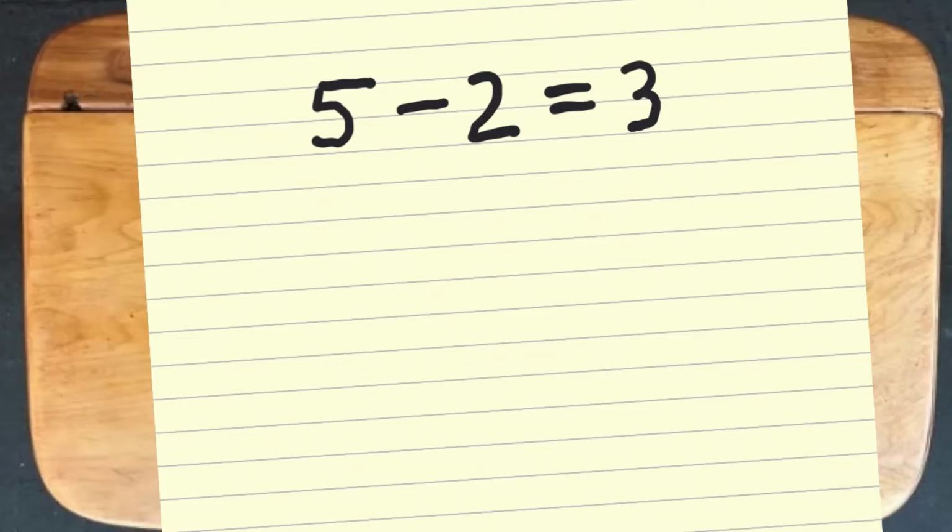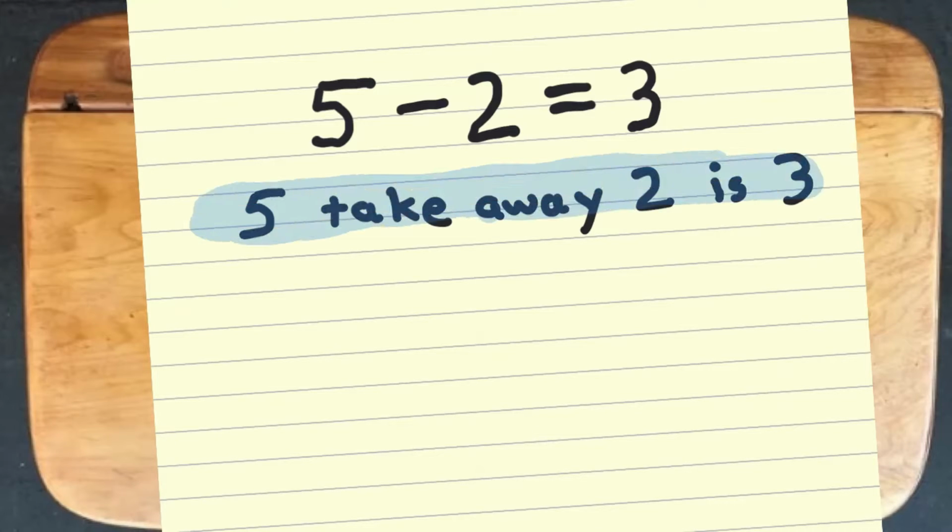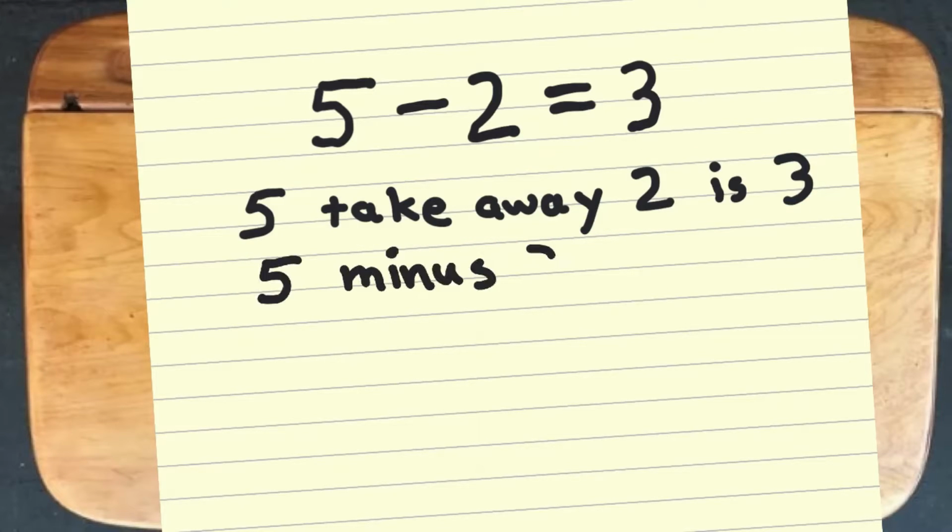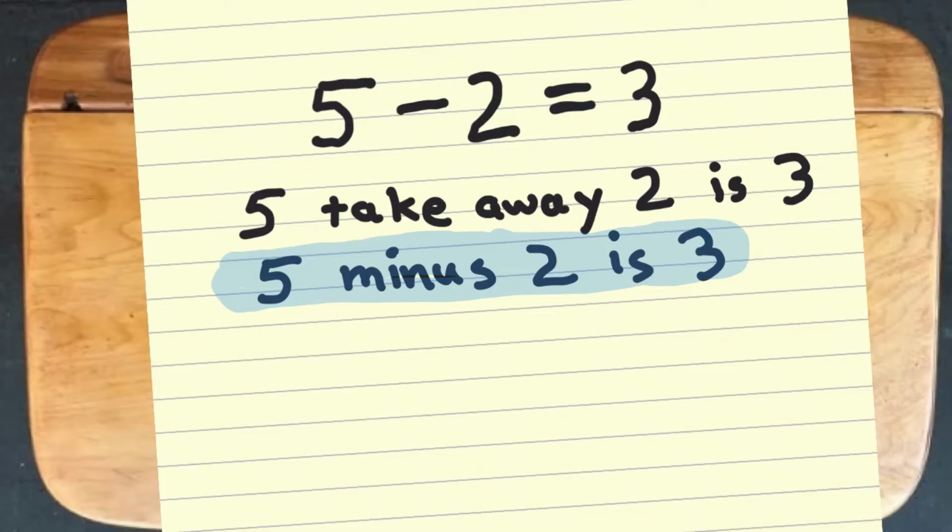So let's go through some of the ways we can talk about these numbers. One way is 5 take away 2 is 3. Here's how it looks. 5 take away 2 is 3. Okay, then we can have 5 minus 2 is 3. Let's show that. 5 minus 2 is 3.